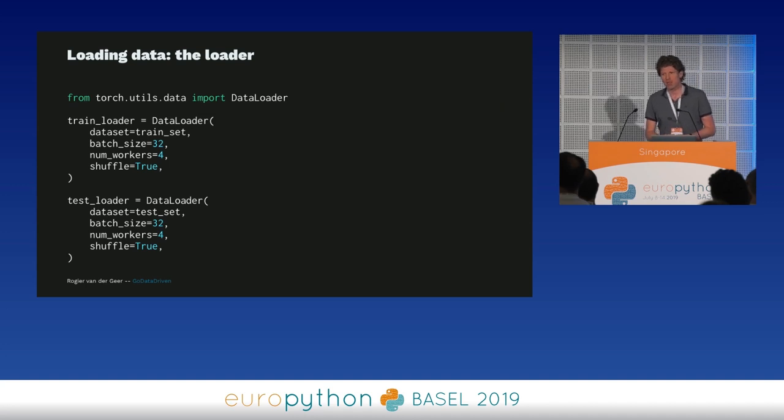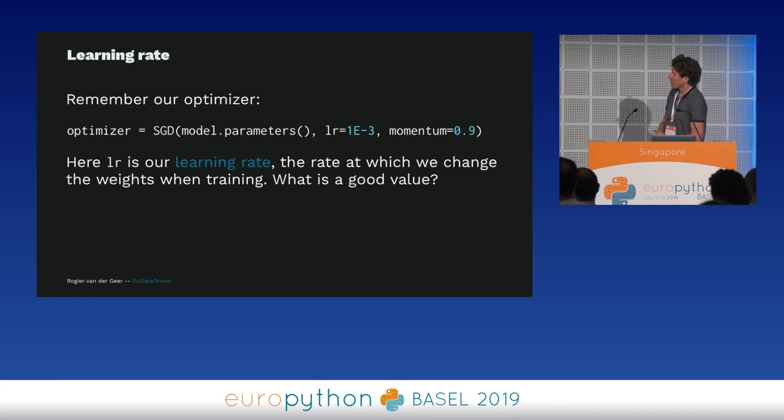OK, so we're almost there. But I skipped something that's fairly important. Remember that when we defined our optimizer, which is stochastic gradient descent, I said there are these arguments at the end. And the most important one is the first one, the LR, the learning rate. This is the rate at which we change the weights when we're training. So we need to figure out what is actually a good value.